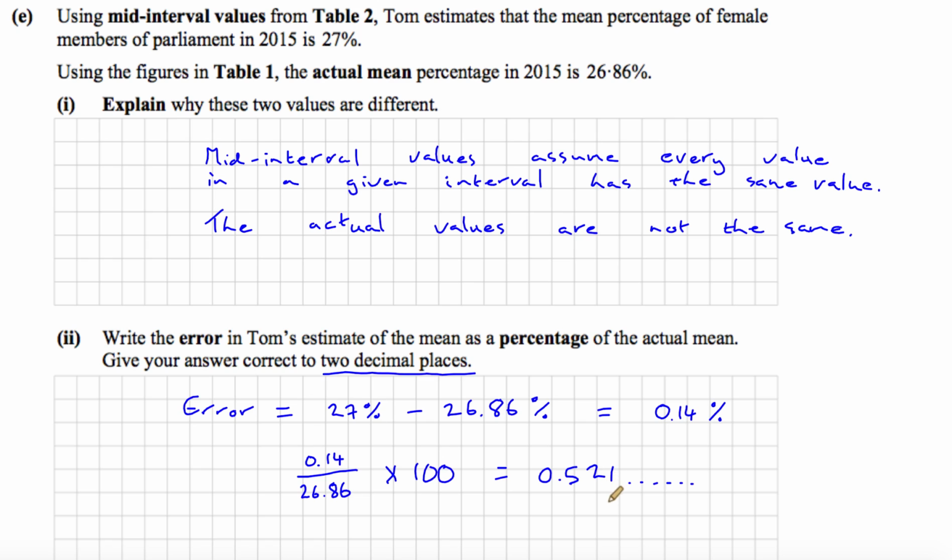So we're going to look at the third digit after the decimal. Does this 1 affect the 2 in front? The answer is no. So that would be 0.52%. And that's the error as a percentage of the actual mean.